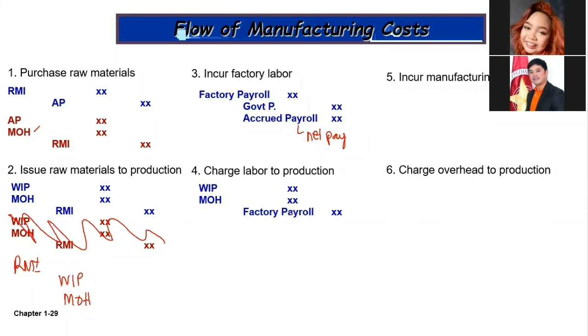We can debit agad yung work in process, debit manufacturing overhead, and credit itong dalawa na to. Okay? Pag kinumbine natin yung entries niya. And number 5, we incur the manufacturing overhead. We just simply use debit manufacturing overhead and credit various accounts. So alam na natin yung istorya ng various accounts na in-explain natin in the previous slide.